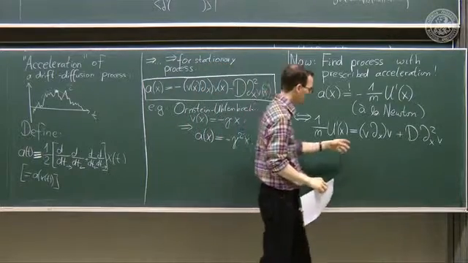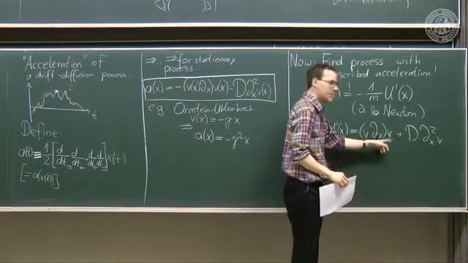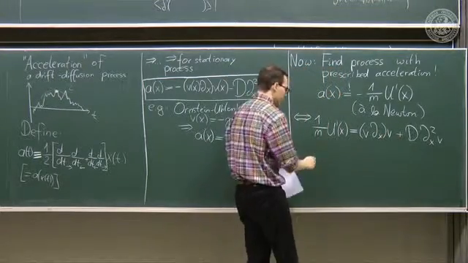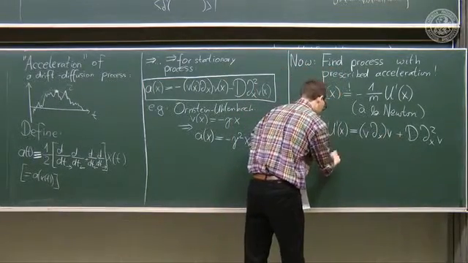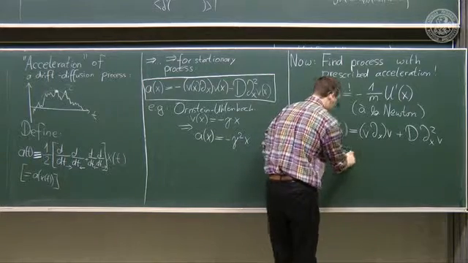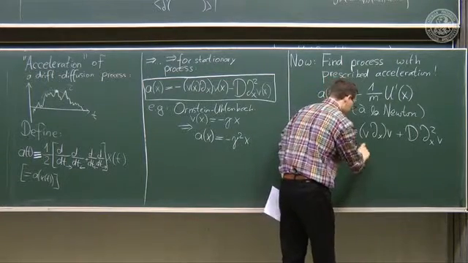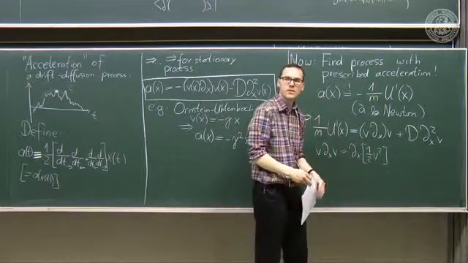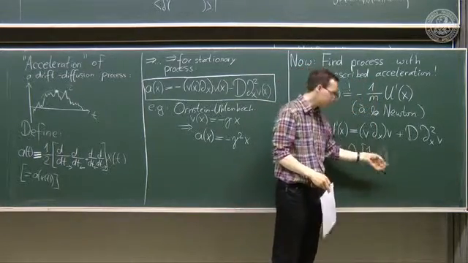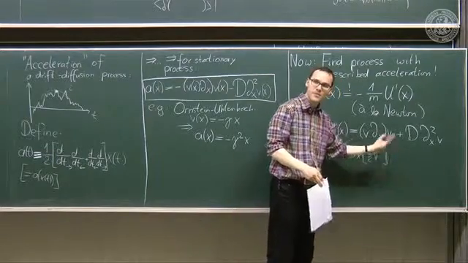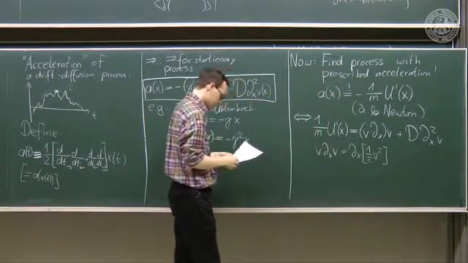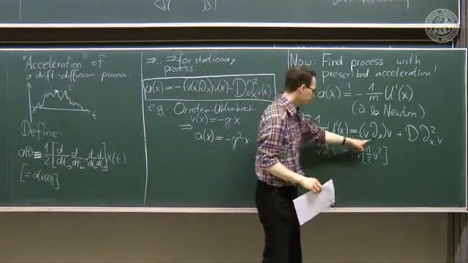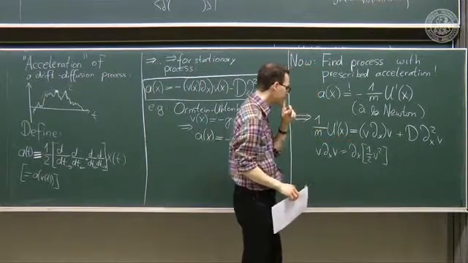Now, let's have a look at this term v dv/dx, this advective term, so to speak. I can say, well, this is just what I would get if I apply the derivative to 1/2 v squared. Because the derivative of v squared is 2 times v times the derivative of v. So that makes things a little bit simpler. And then I can insert it into this equation, and you see immediately what happens.